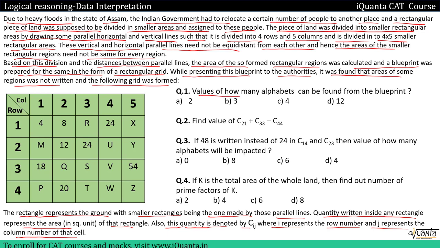If we read the questions: values of how many alphabets can be found from the blueprint. So we'll do something to find out the values of these alphabets and then we'll answer these questions. Next one is find the value of C21 plus 33 minus 44. Then, if 48 is written instead of 24 in C14, then value of how many alphabets will be impacted. Last one is, if k is the total area of the whole land, then find out the number of prime factors of k. So the ultimate goal here is to find out the values of all these alphabets and the area of this whole rectangular region. Then we can answer these questions.